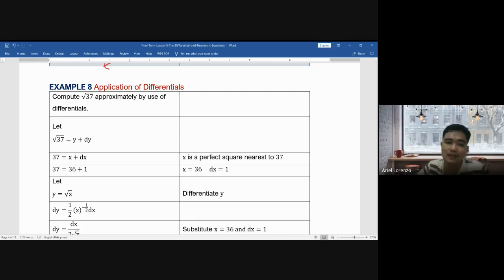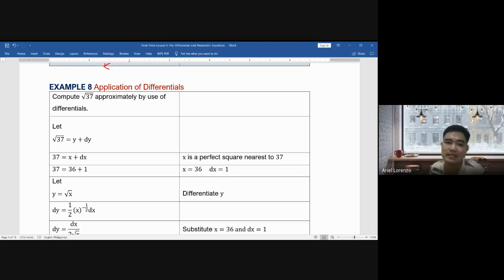Sir, what is the use of that? If for instance, class, you don't have your calculator with you during quizzes or sit works, we can apply or we can use the differentials to approximately solve the square root of a certain value, especially yung mga hindi exact. Example, that one, square root of 37. So, hindi mo alam. Okay?